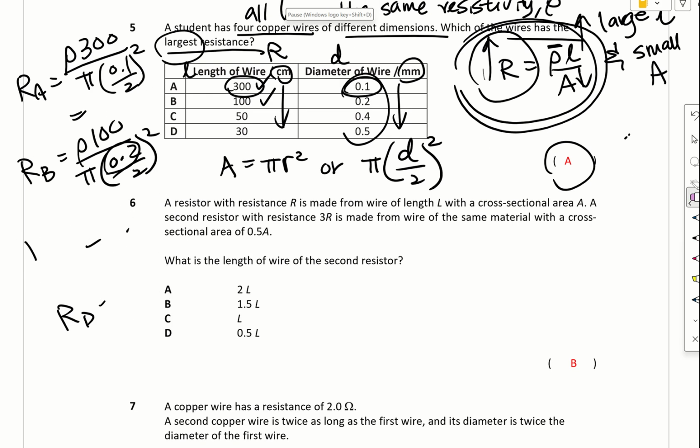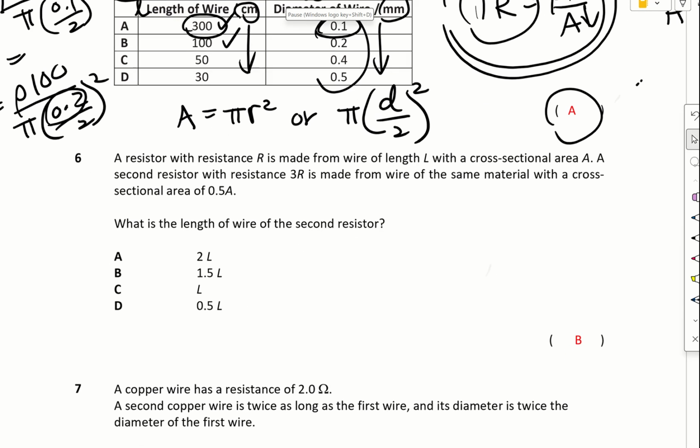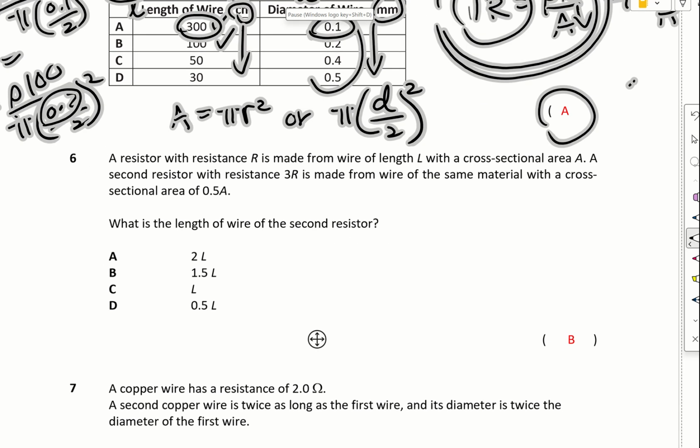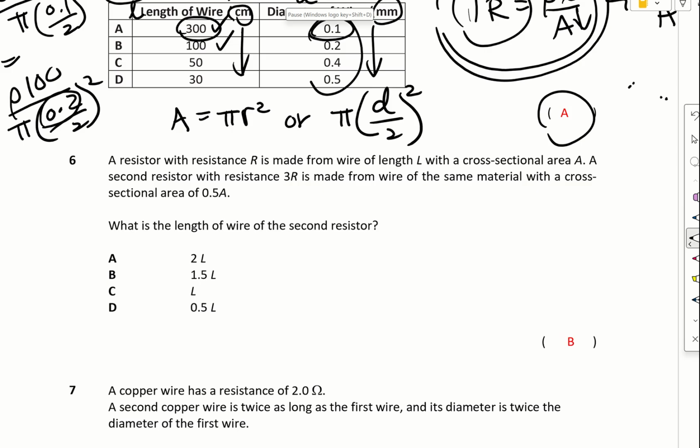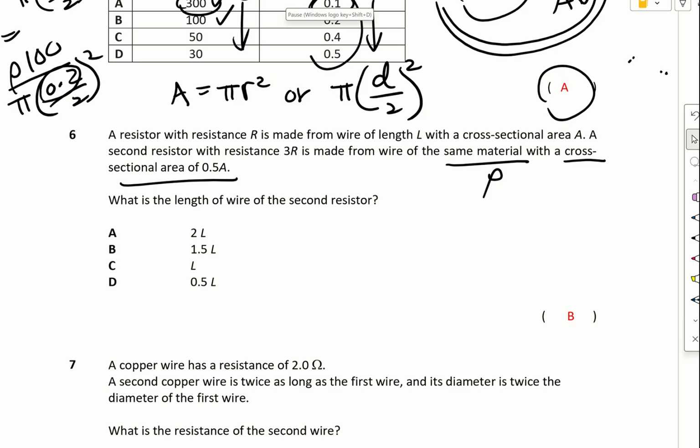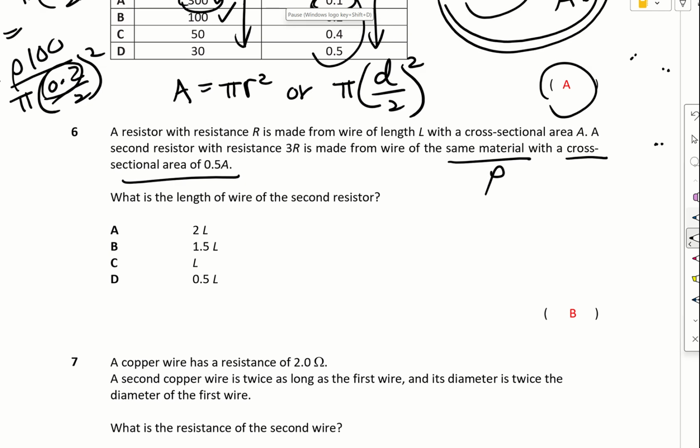Now a resistor with resistance R is made of a length of wire with a cross-sectional area of A. A second resistor with resistance 3R is made from wire of the same material. That means the resistivity is the same. It has a cross-sectional area of 0.5 A. What is the length of wire of the second resistor? So I'm going to call the first resistor number 1. It has a resistance of R. This is the length belonging to wire 1, and of course the resistivity is the same.